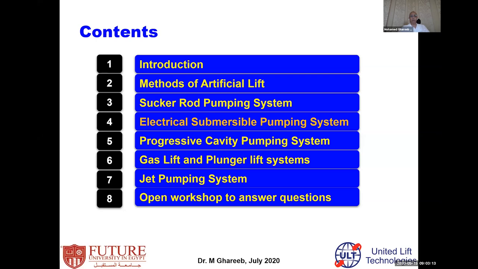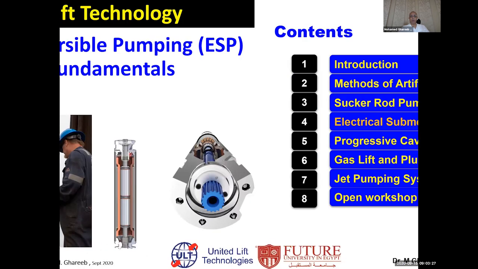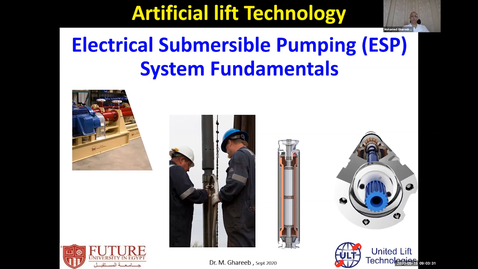Today, we plan to go through one of the main important artificial lift systems. It's called the electrical submersible pumping system. It's one of the well-known artificial lift methods worldwide. By number of wells, it is the second most applied type of artificial lift worldwide, with more than 130,000 wells lifted by this type. But by volume of production, it represents the first type of artificial lift producing high volume. The majority of production comes from this type of artificial lift system.